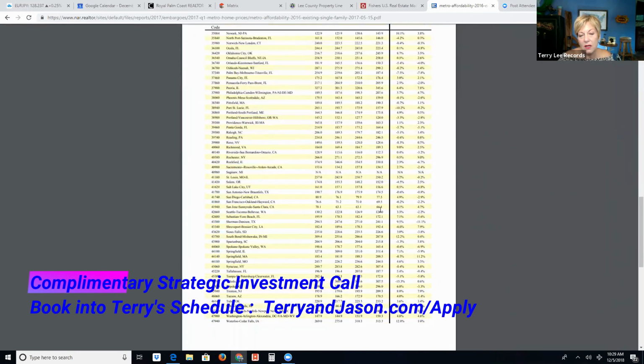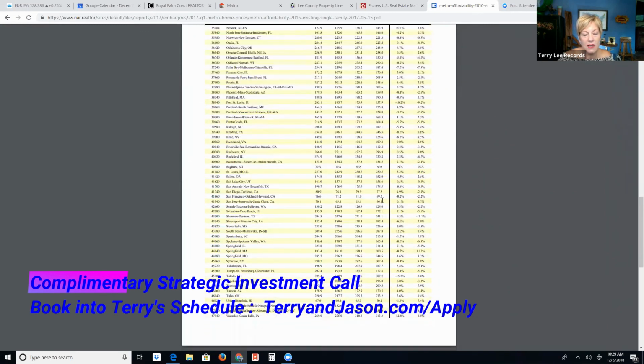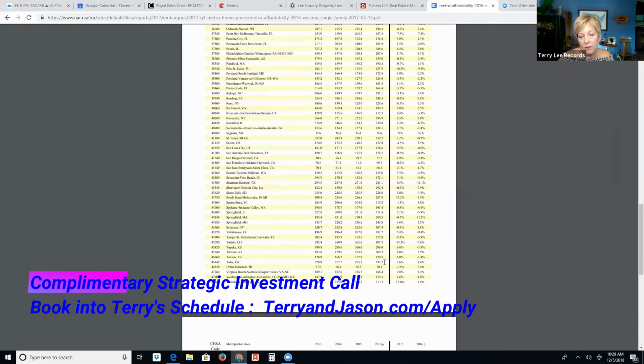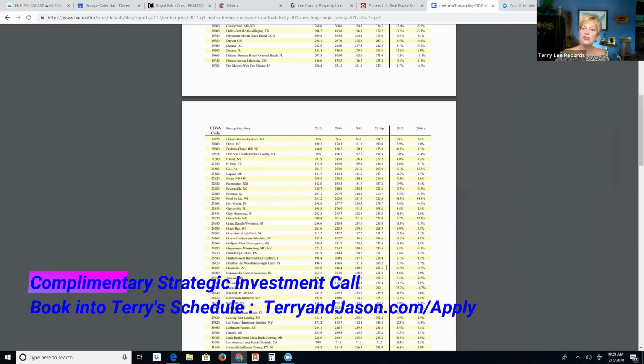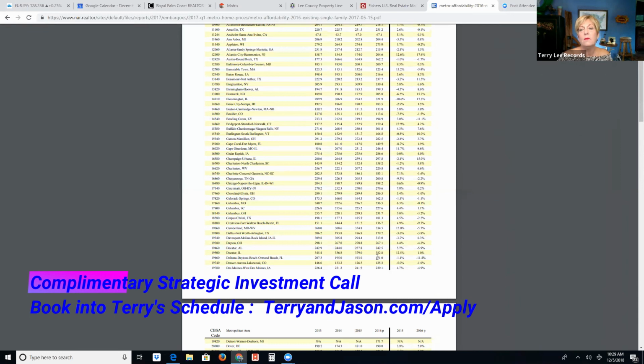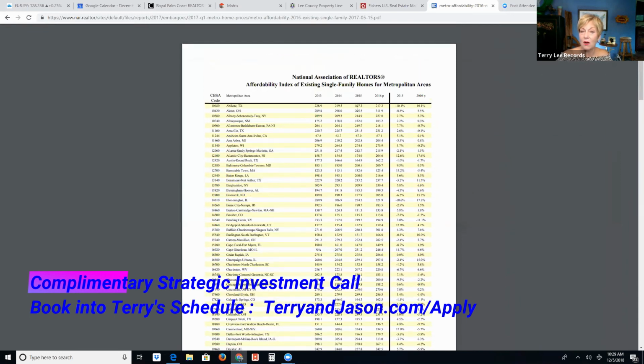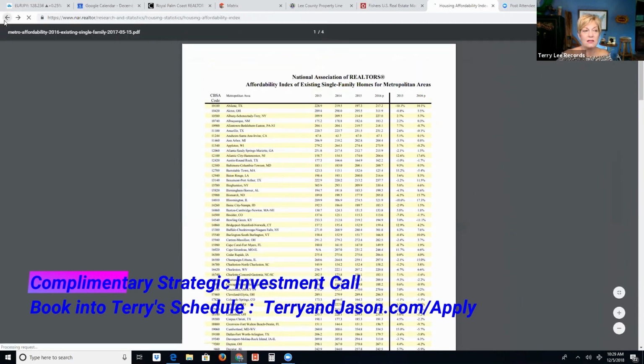And when you see a little bit lower number, we're going to see San Francisco, San Jose. The lower numbers are Honolulu. So those are your more expensive communities. Not that you're not going to do deals there, but you better know what's going on in those marketplaces. And there are flips and all to do there, but you want to know what's going on in that marketplace. So that's the affordability index.